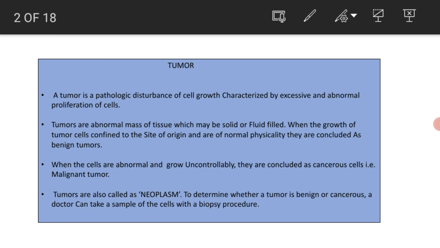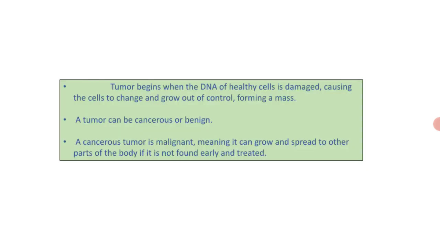When the cells are abnormal and grow uncontrollably, they are concluded as cancerous cells, that is malignant, and another type of cells which are abnormal and non-cancerous are known as benign tumor, and the tumors are also called neoplasm. To determine whether a tumor is benign or malignant, a doctor can take a sample of the cells with a biopsy procedure. The tumor begins when the DNA of the healthy cells is damaged, causing the cells to change and grow out of control, forming a mass.